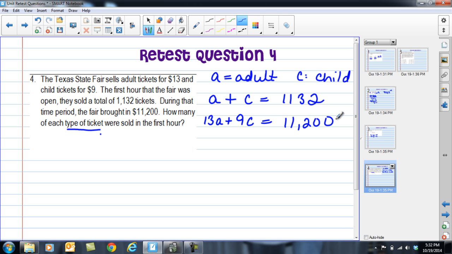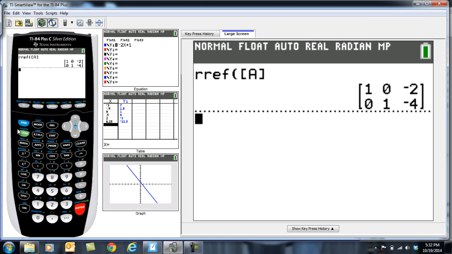You could graph these, but before you do that, you'll have to decide if A is X and C is Y or whatever, because you're going to have to know which variable is your Y variable for when you graph it in your calculator. Or you could also use a matrix. I'm going to use a matrix because it's already set up to do it, and my calculator takes care of it for me. So I'm going to go to my calculator here, just like before.